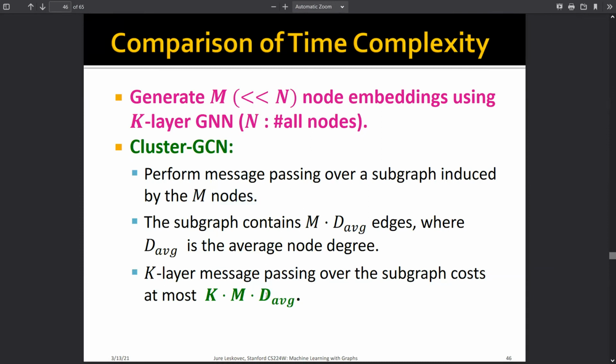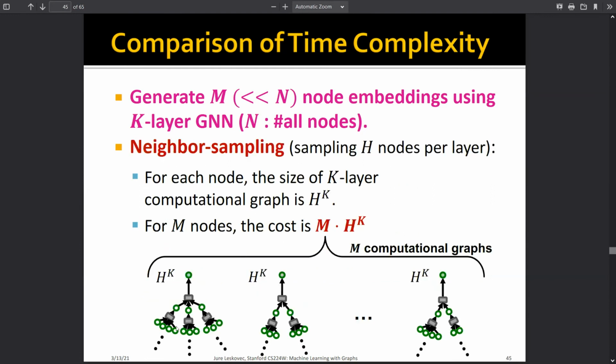And D is the average node degree. So, average node degree. This is much less than H to the power K, whatever it was. This is also taking advantage of the fact that the edge calculations are getting repeated across these nodes, which we are not taking into account.